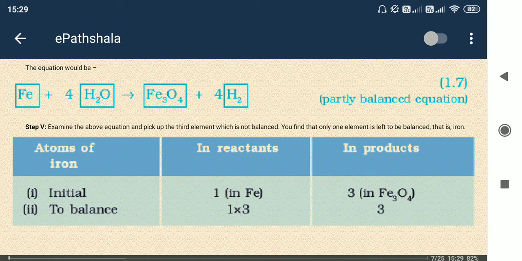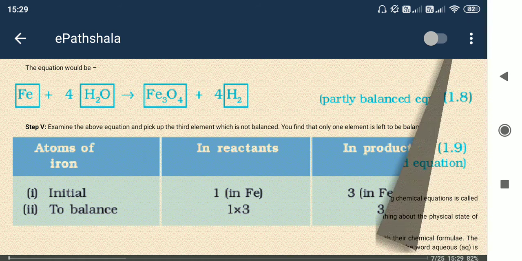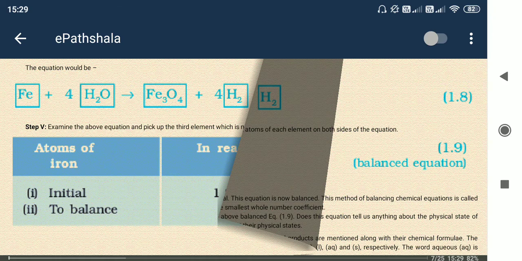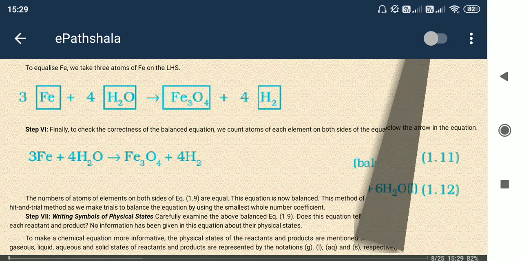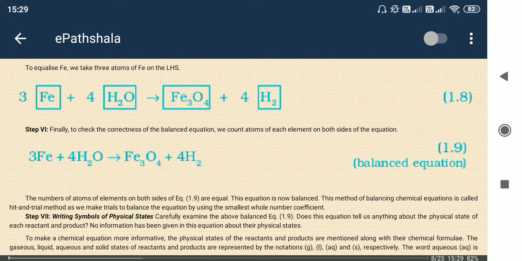So the number of atoms of each element should be the same on both sides, left as well as right. This is the balancing principle. You can see here we need to practice a lot, then only it will help to do balancing in a quicker form. So you can see 3Fe plus 4H2O on the left side, the reactants, and on the right side Fe3O4 plus 4H2. This is balanced. The number of Fe, H atoms and O atoms is the same on both sides.